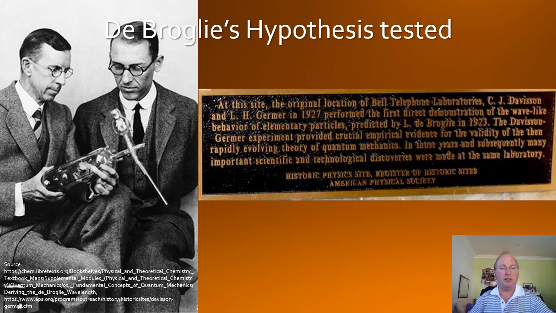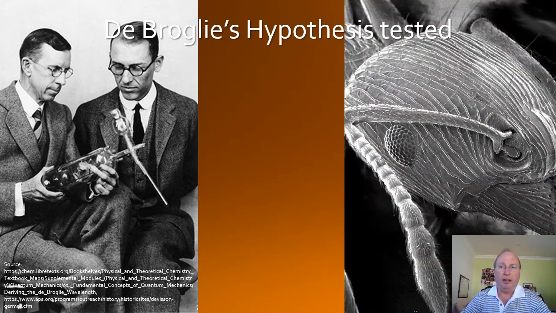De Broglie received the 1929 Nobel Prize for his theory, the first time it was ever awarded for a PhD thesis, and Davisson and Germer jointly won it in 1937 for the experimental discovery of electron diffraction, supporting de Broglie's hypothesis. Here is a plaque on the original location of the Bell Telephone Labs. And here's an image of an ant in a scanning electron microscope based on the wave properties of electrons.